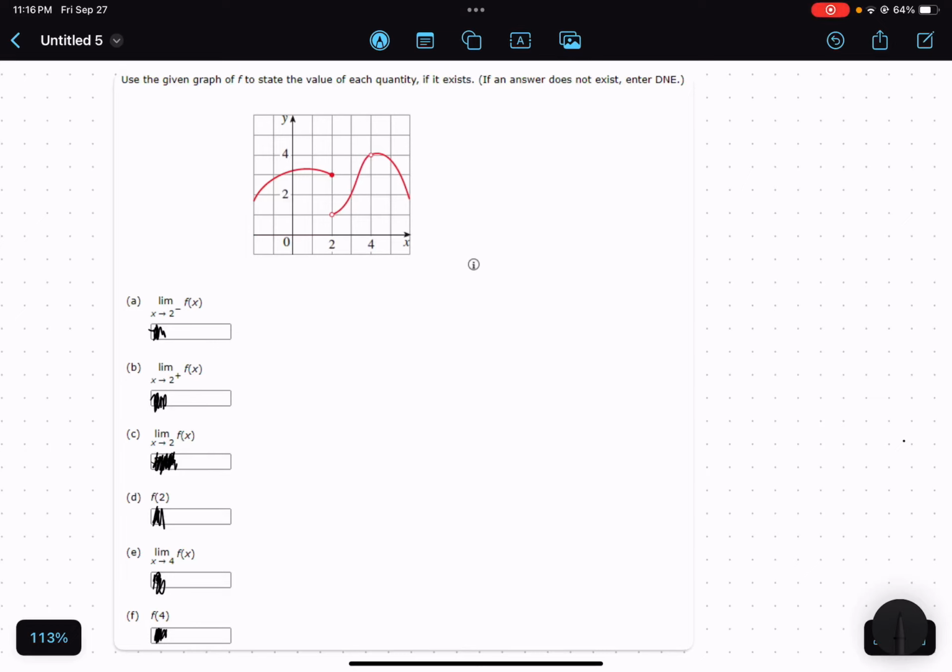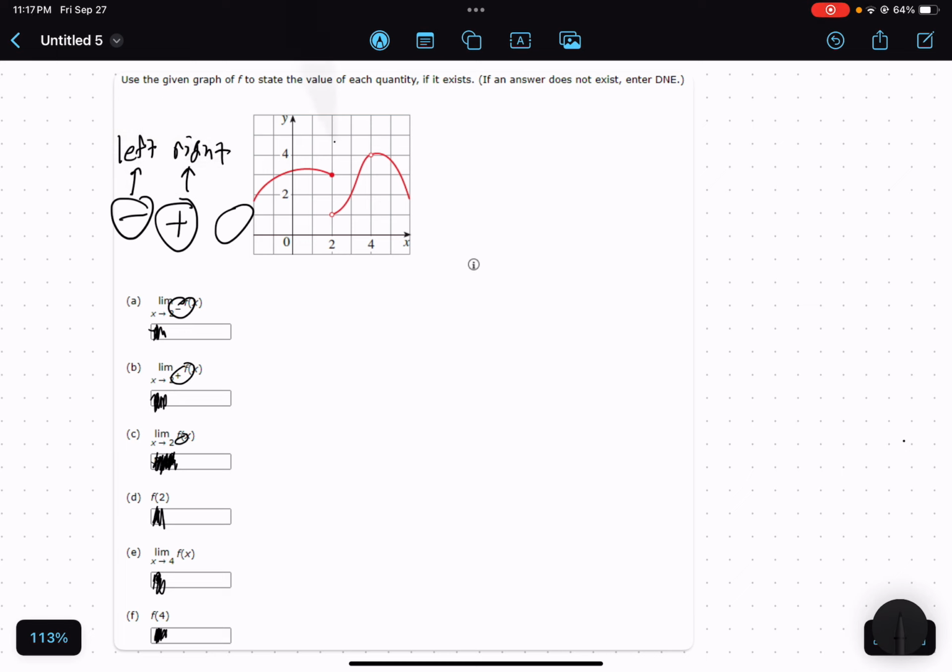So you want to know how to state the value of each quantity using a given graph and a limit, right? We're given these limits over here, and we're given the graph here, and we want to figure out the value. The first thing you want to do when you're looking at limits is focus on these symbols up here. A limit is either going to have this symbol, or this symbol, or nothing. The negative means that the limit is approaching from the left, and the positive means that the limit is approaching from the right every single time.